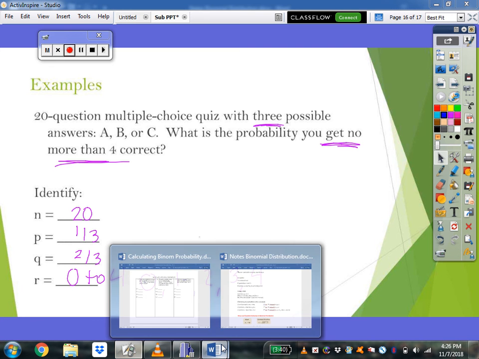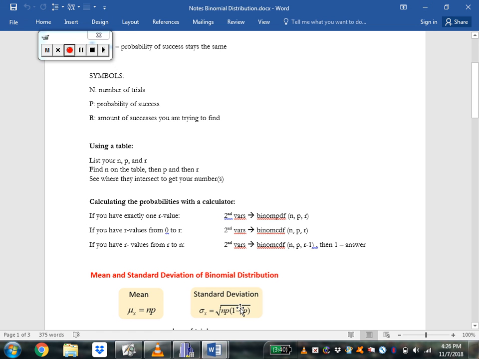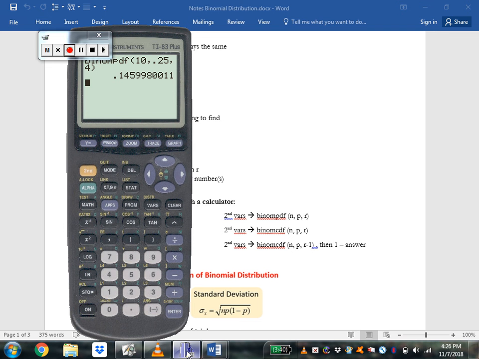Alright, so let's go ahead, let's go back to right there, and then let's write out what we need. So, because it was this middle one here, let's go ahead and put it in. So I'm going to go back to my calculator, and I'm going to hit second, bars, and now this time I'm going to go down to binom CDF. Hit enter.